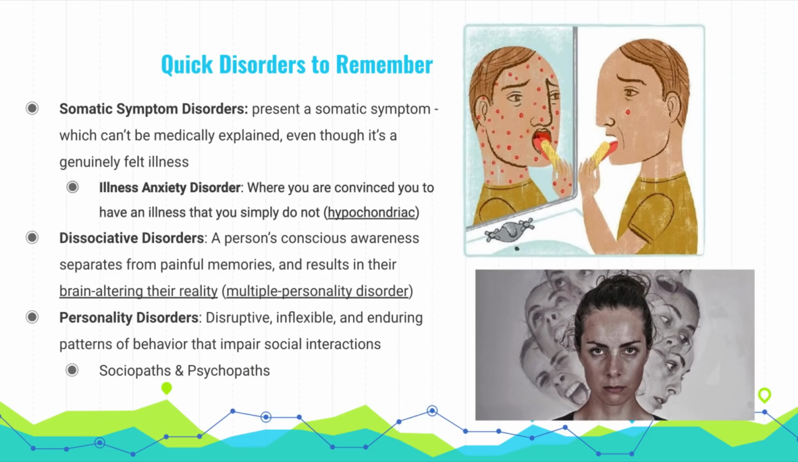Some quick ones that we'll cover briefly are somatic symptom disorder first, which presents a bodily symptom, or somatic symptom, which can't be medically explained, even though it's a genuinely felt illness. One example of these is illness anxiety disorder, where you're convinced you have an illness that you simply do not. Another name for this is hypochondriac, which my mom, unfortunately, loves to use for me.